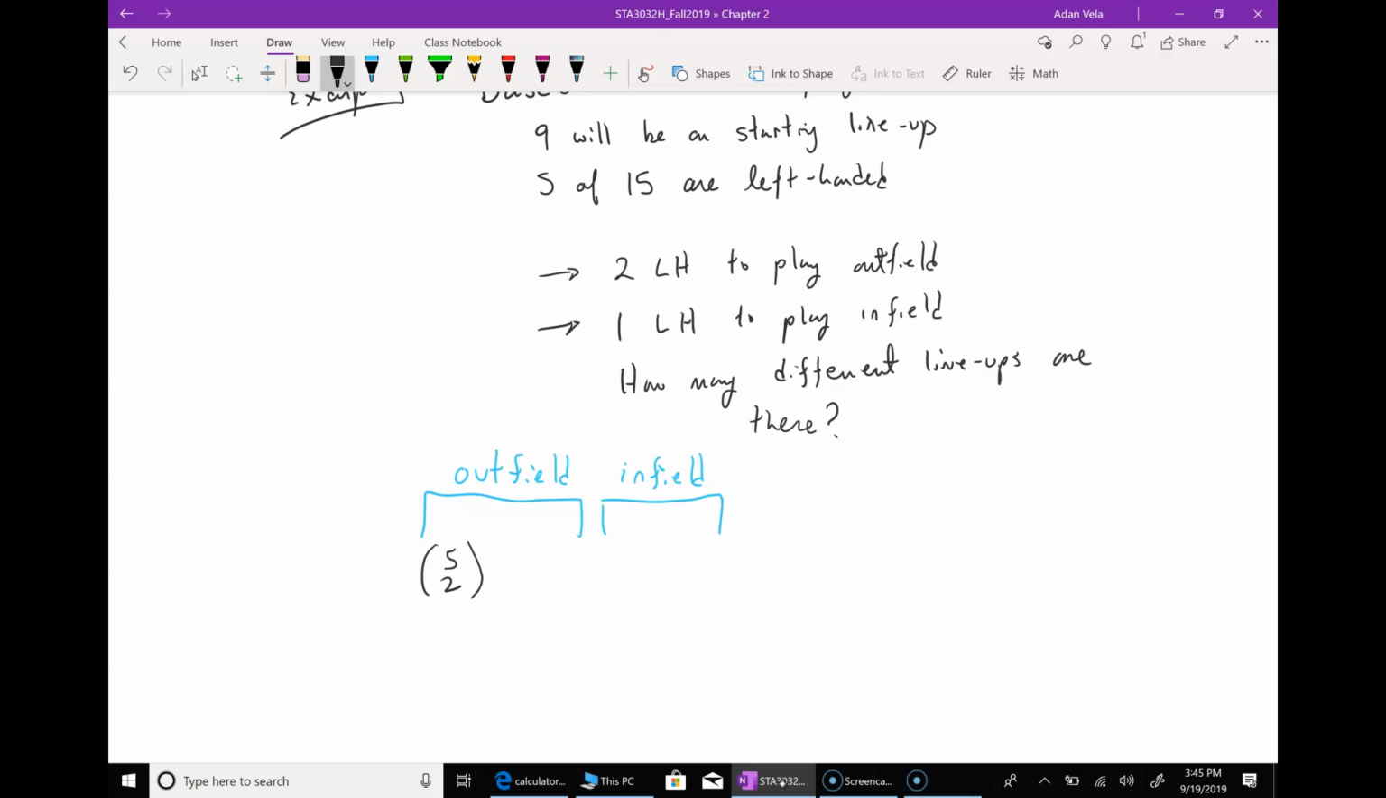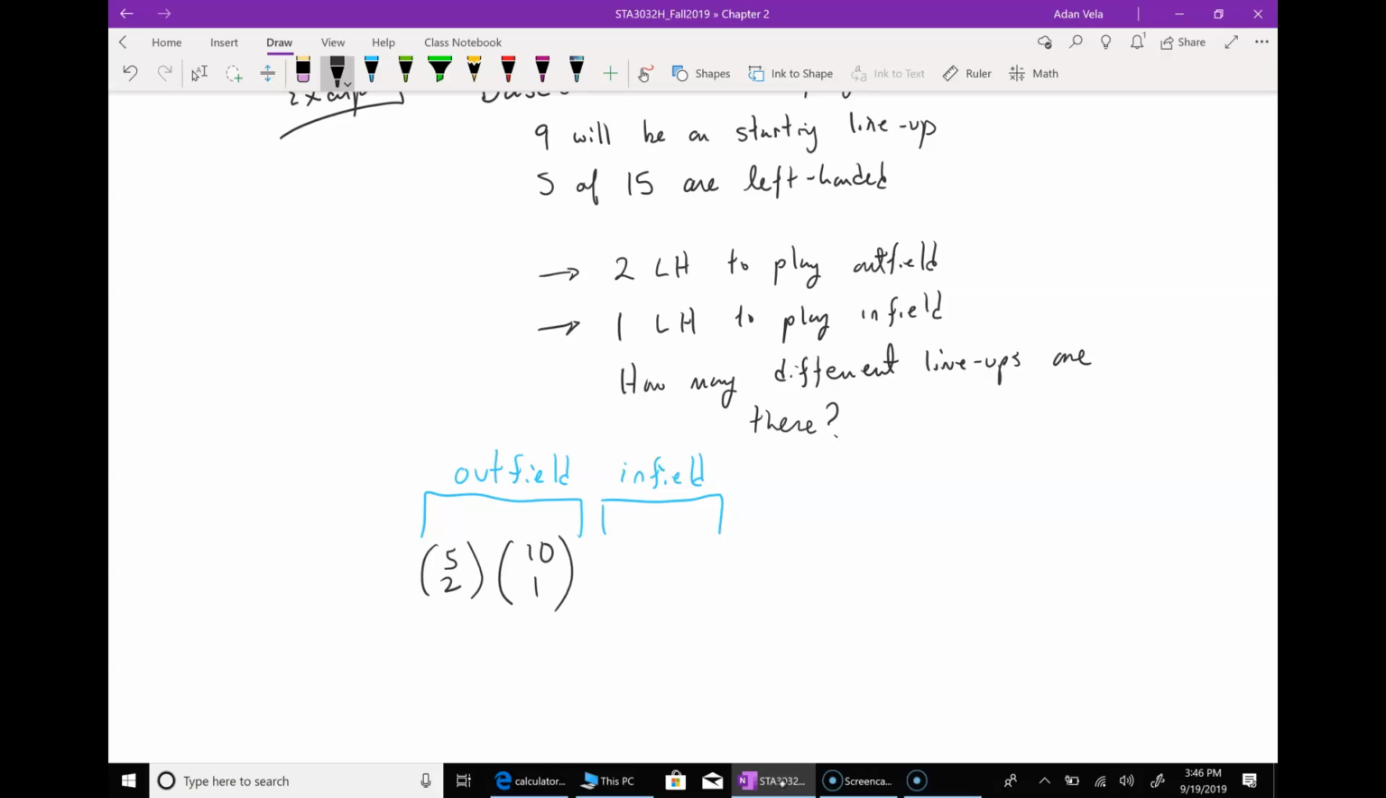Now, I have one more outfielding position. For those of you who don't know baseball, outfield normally has 3 players. And so that means that remaining player is going to come from one of my right-handed players. If I have a team of 15, where 5 are left-handed, then we're going to have 10 right-handed players. So of those 10 players, I'm going to pick one of them to play in the outfield.